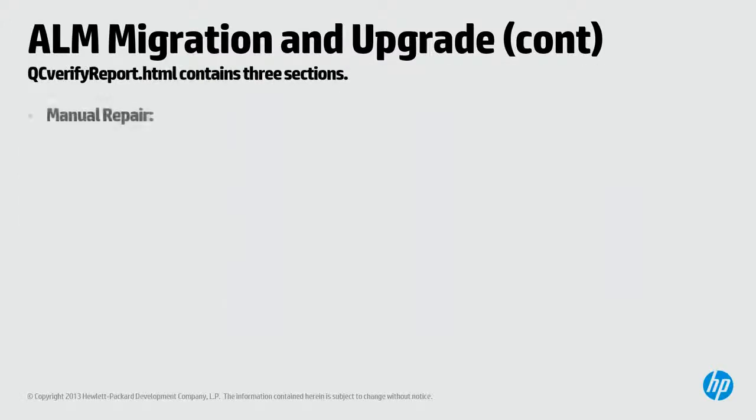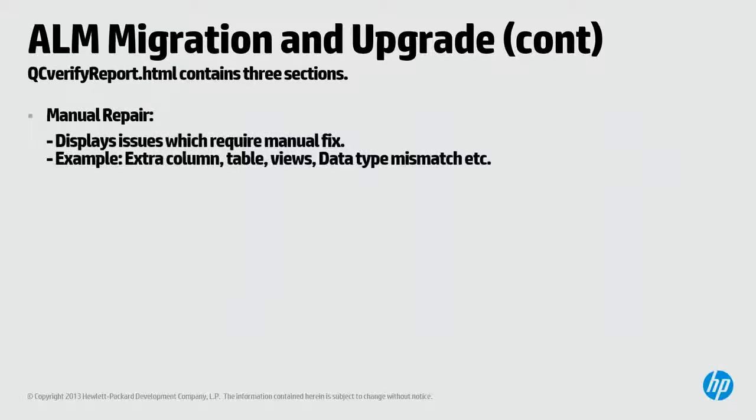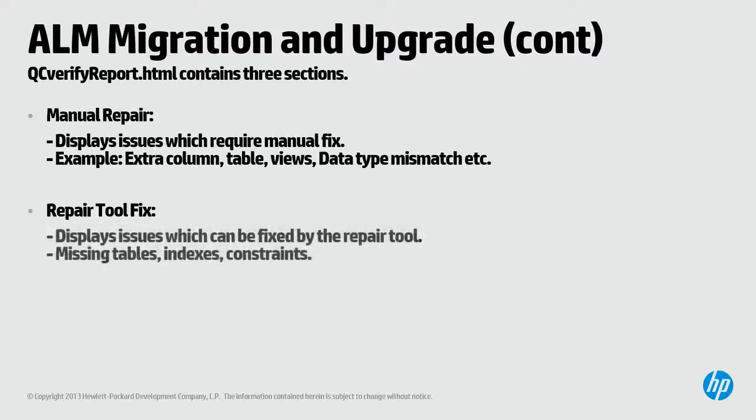The repair did it on its own. Manual repair. This is where we have extra columns, tables, views, data type mismatch. Had a customer one time that had an int that got changed to a decimal through a whole bunch of fields. I had to build out the queries to change that decimal. We had to kind of check some values and then bring it back to an int. That was not too painful, but it was one of those things that was a manual repair.